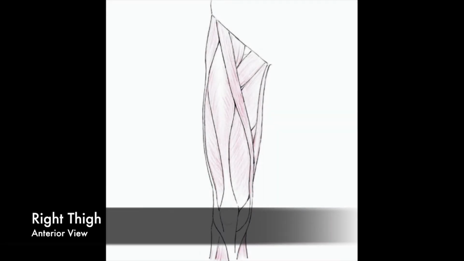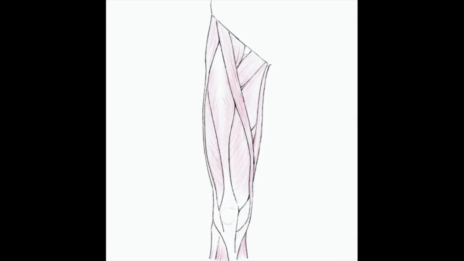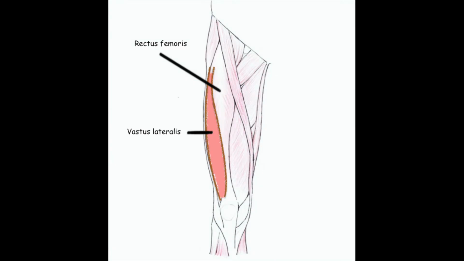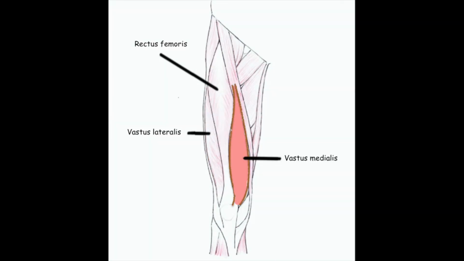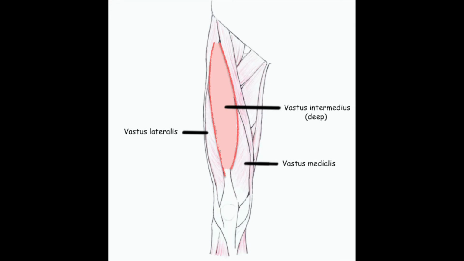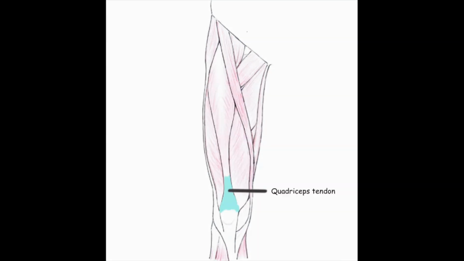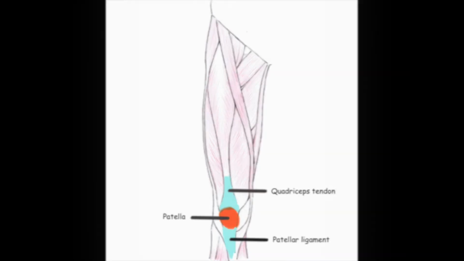Well, muscles located on the anterior aspect of the thigh contract to produce extension of the knee, whereas muscles located on the posterior aspect contract to produce flexion. The knee extensor muscles located on the anterior aspect of the thigh are rectus femoris, vastus lateralis, vastus medialis, and vastus intermedius, which is located deep to the rectus femoris muscle. These muscles are collectively known as the quadriceps femoris. They have a common tendon called the quadriceps tendon, which connects to the patella and continues as the patellar ligament.